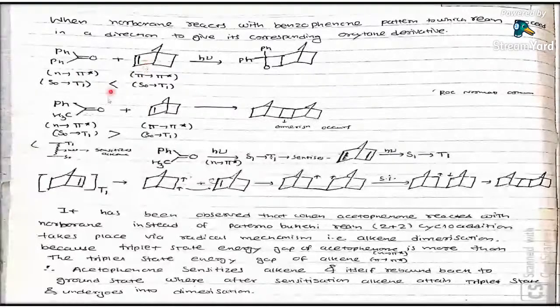Now, if we take the example of acetophenone, that is PhC=OCH3, in this case the n to pi star energy gap for this transition is higher than that for the pi to pi star transition. So instead of giving the oxetane derivative as the product, it will undergo the dimerization reaction, and this reaction will occur under the p-type delayed emission of fluorescence.